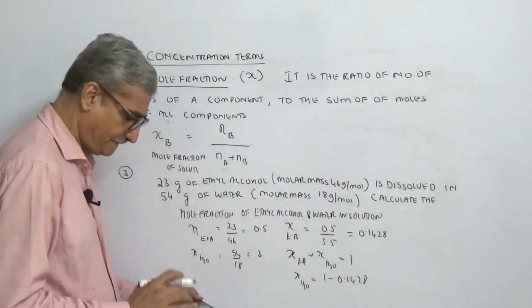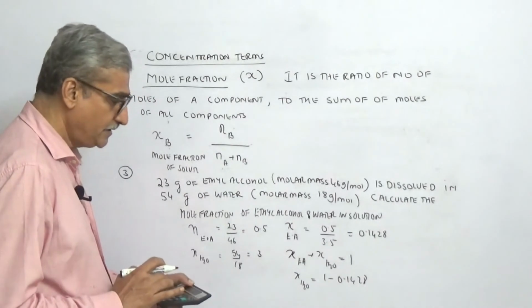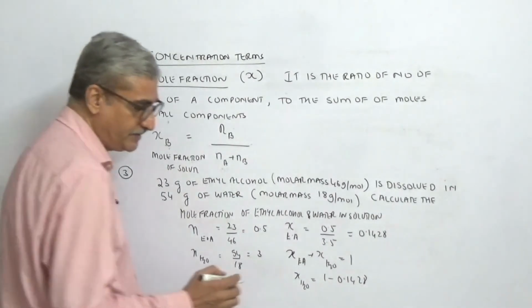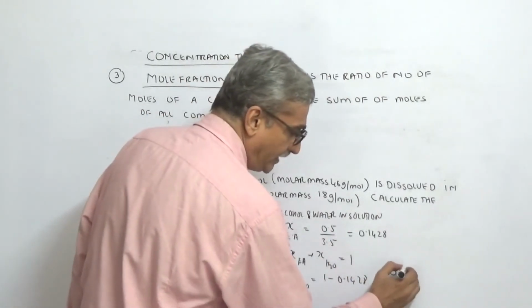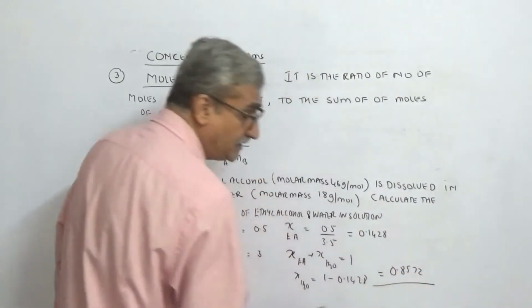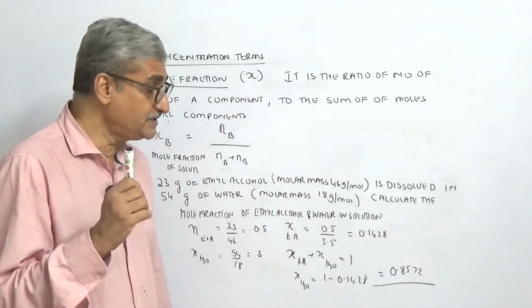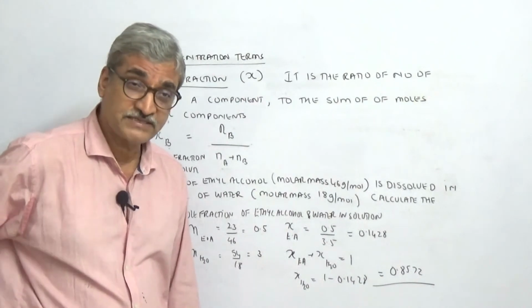कितना easy हो गया देखो. So 1 minus 0.1428 will be 0.8572. Have you realized? We are using the word mole fraction. Fraction means a number less than 1. So mole fraction is always less than 1.